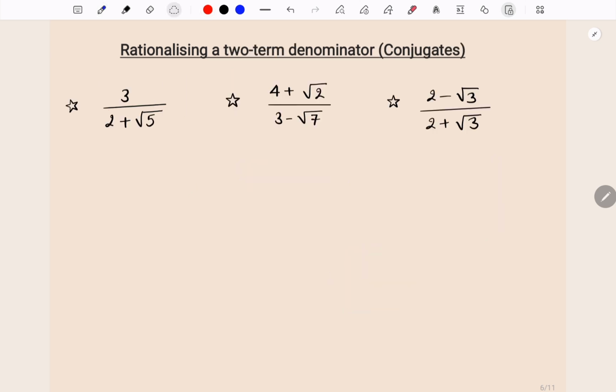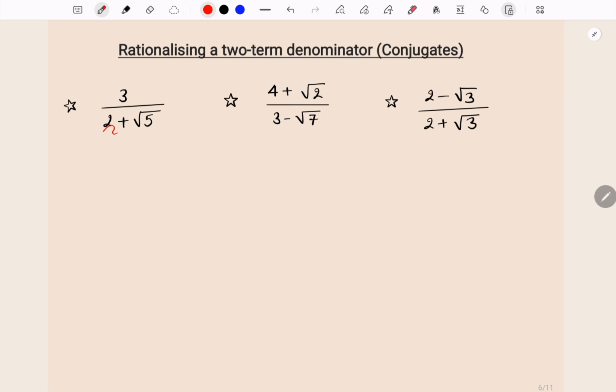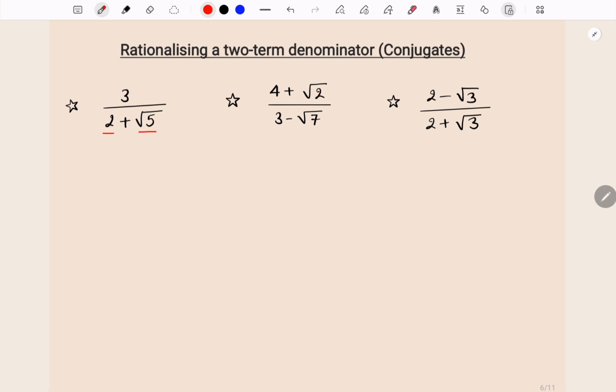Now let's look at a more advanced case where the denominator has two terms. Here we have 3 examples, and if you look at the denominator of each fraction, you will find there are 2 terms. In the first example, we have 2 plus root 5. There are two terms here, 2 and root 5. In the second example, we have 3 minus root 7, that is the second term. And in the third example, we have 2 as the first term and root 3 as the second term.